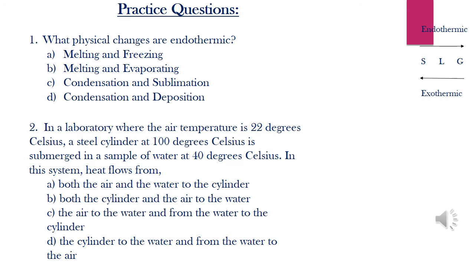Number 2: In a laboratory where the air temperature is 22 degrees Celsius, a steel cylinder at 100 degrees Celsius is submerged in a sample of water at 40 degrees Celsius. In this system, heat flows from... If you chose D, the cylinder to the water, and from the water to the air, you are correct.